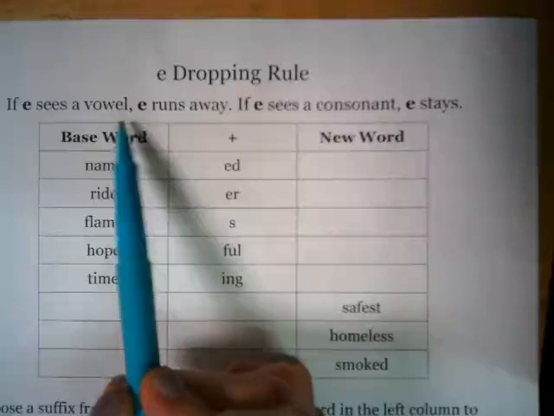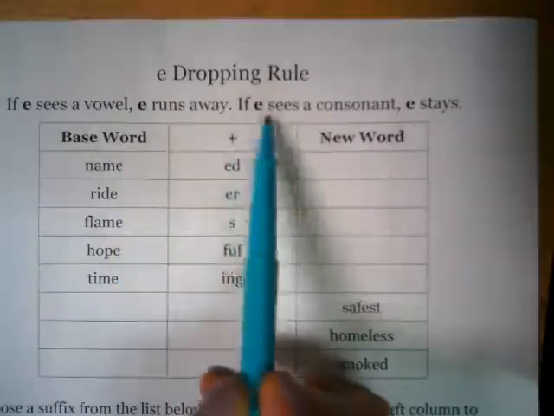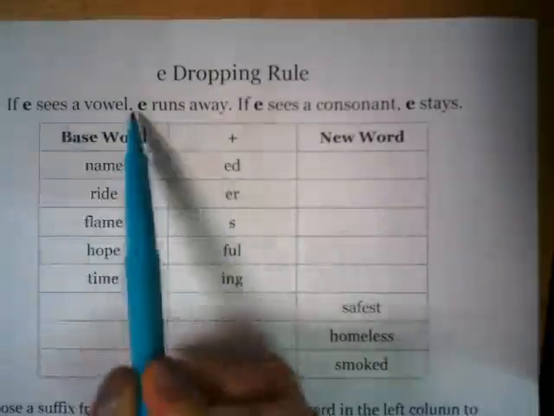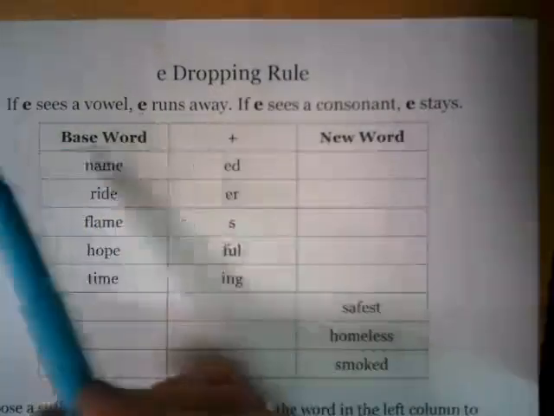If E sees a vowel, E runs away. If E sees a consonant, E stays. And we're talking about that E that's on a base word.